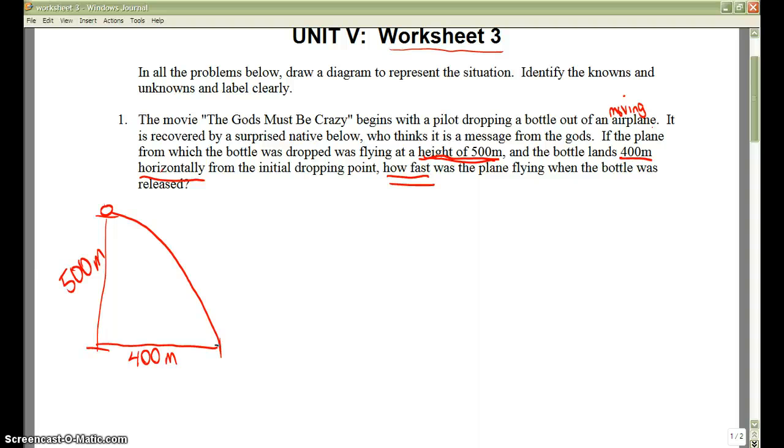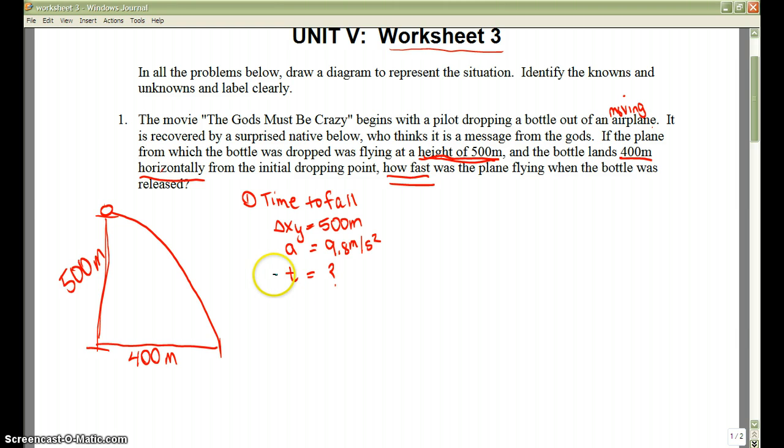Anytime we know how high something is, we can find out the time that it takes to fall. So our first step, we'll put some steps down: we want to find the time to fall. We're going to use our delta x in the y direction is 500. We know that it's going to accelerate down to the ground at 9.8 meters per second squared. And we're trying to find time.